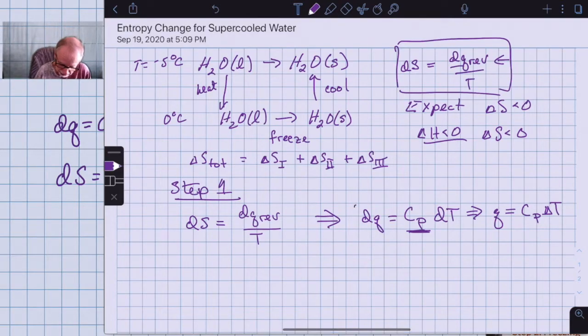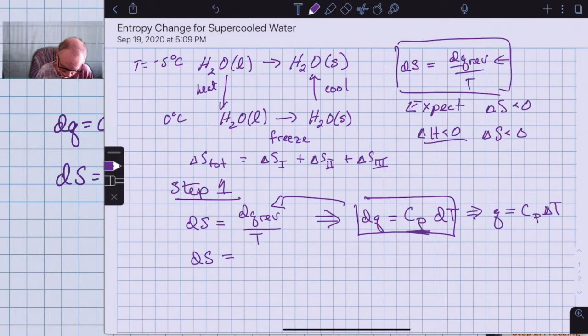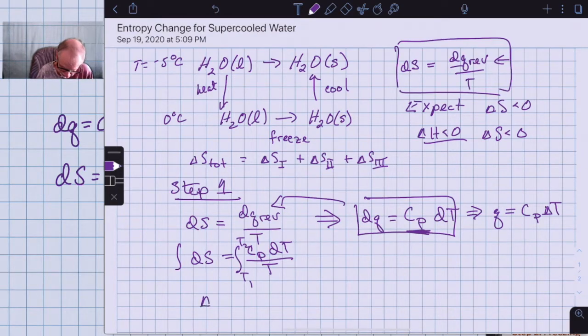And so what we're going to do is take our definition of entropy and plug it into this equation for entropy. That means we're going to do Cp dT over T. And now we'll integrate both sides of that equation. And when we do the integration, we'll just say we're integrating from T1 to T2. All right, those are our temperature changes. So it's going to be delta S. Integrating dS is just going to be delta S.